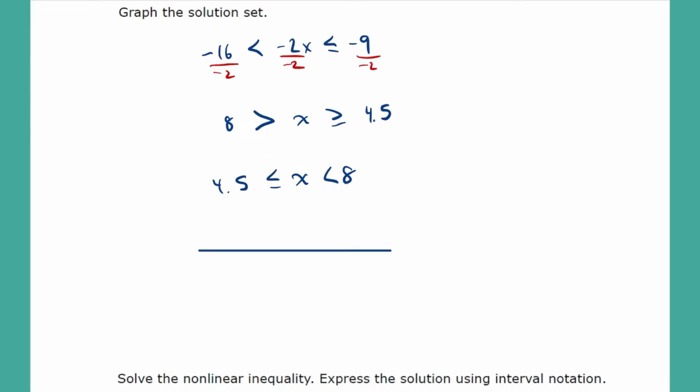So the graph will look like this. 0 is somewhere there, 8 is somewhere over here, 4.5 is somewhere over here. And you would do a closed circle for the 4.5, open circle for the 8. And this means that you want to shade all the values that are in between. So your graph would be shaded in between.